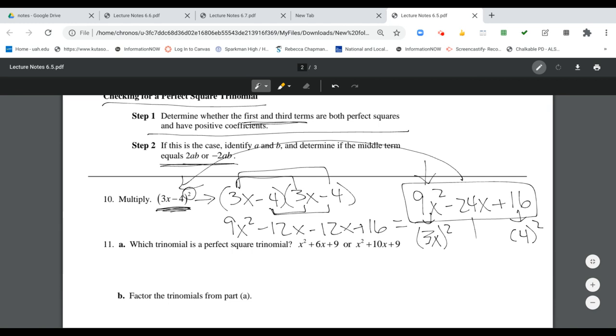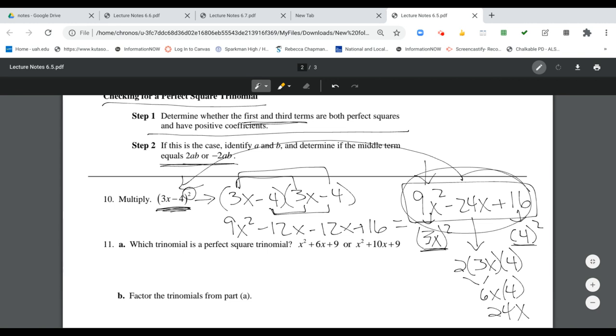So now I need this middle term to be 2 times 3x times 4. And it is, because 6x times 4 gives me 24x. So this is a perfect square trinomial. Once I get that, I write down my 3x, my 4 squared.